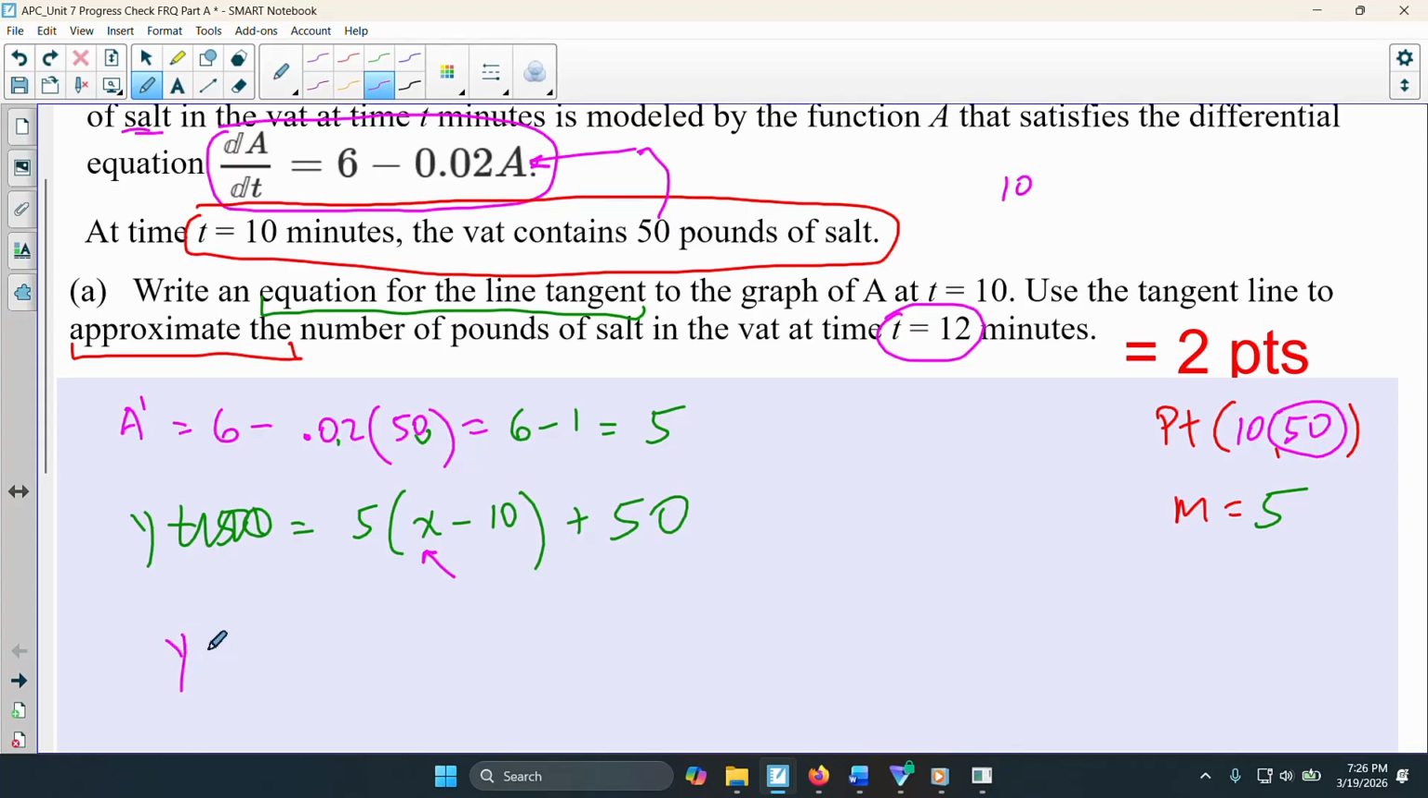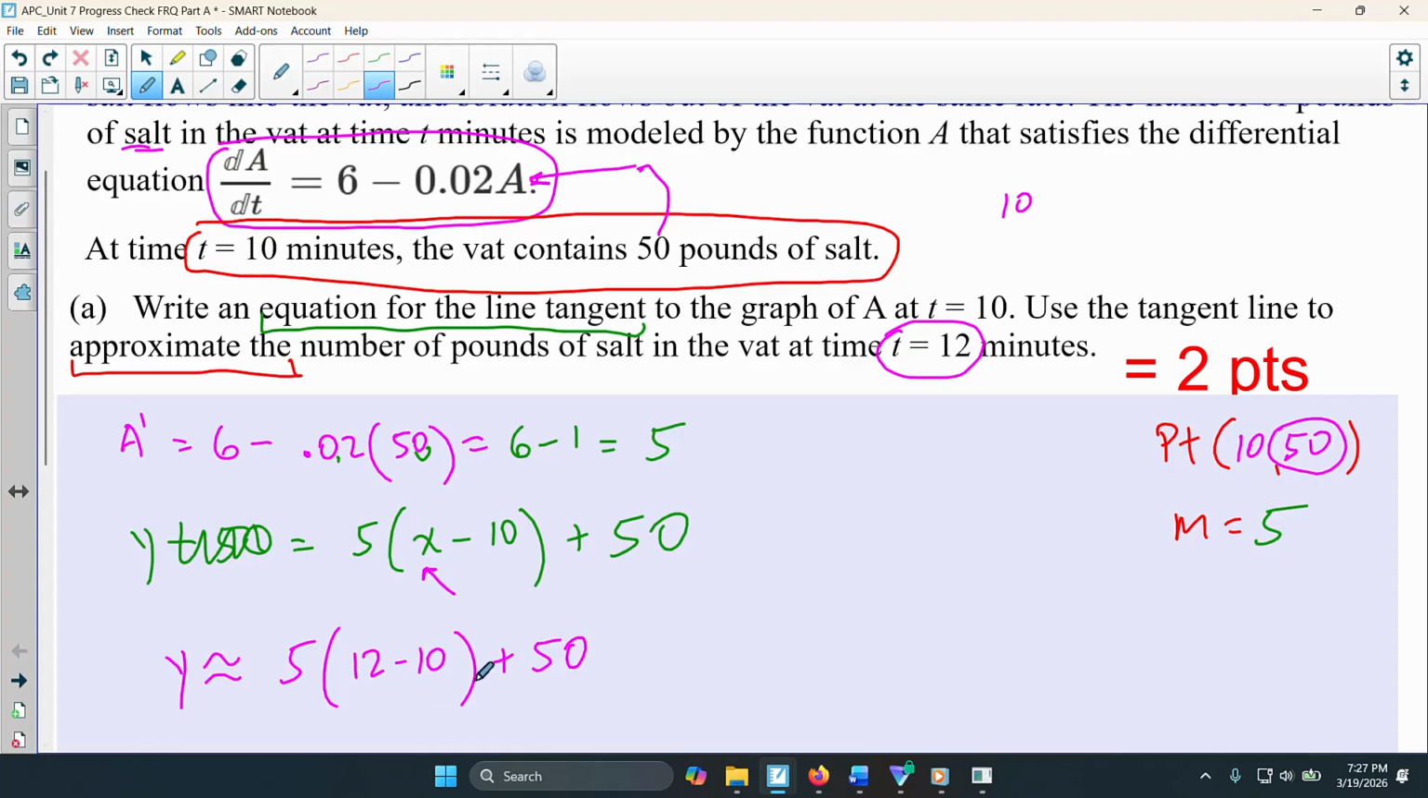And so my y value will be approximately, do not put an equal sign, my answer here will be approximately, because this is an approximation technique. So this is 12 minus 10, plus 50. Now, technically, what's nice, you can literally walk away from this and say, I'm done, because you don't have to simplify this for the purposes of the AP FRQ test. But for our purposes, we're going to multiply this out just to see what this is.